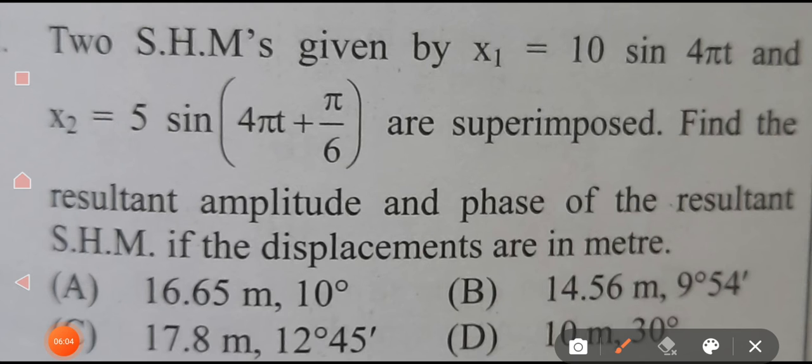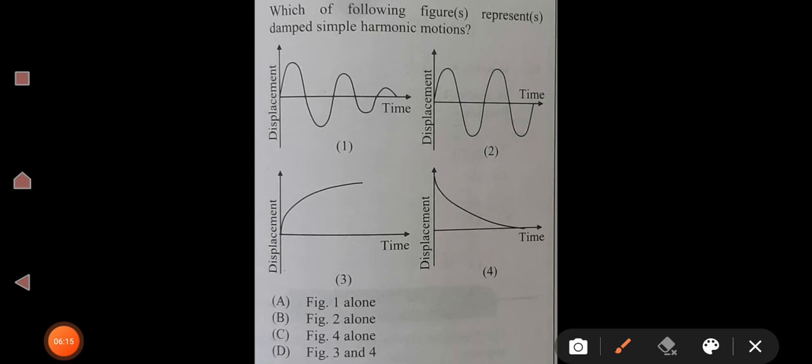So as per the question, option number B will be the correct answer for this question. Now the next question is related with the diagrammatic part. So what does the question say? Which of the following figures represents the damped simple harmonic motion? Options: figure 1 alone, figure 2 alone, figure 4 alone, figure 3 and 4 alone.